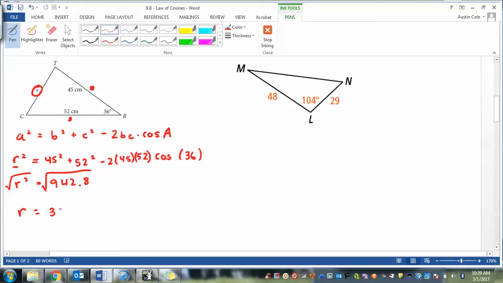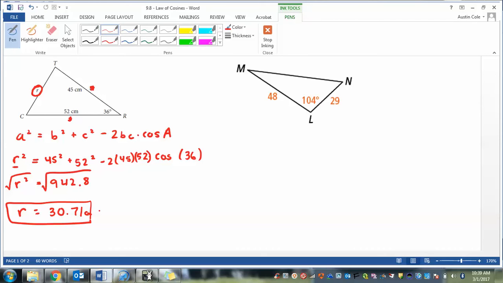Oh, just kidding. 30.71. And probably should put centimeters here. Questions there? Would you cut it off if on the test we forgot to put centimeters? No, no. Now, it does get a little bit trickier than this, okay? And we'll get there eventually.